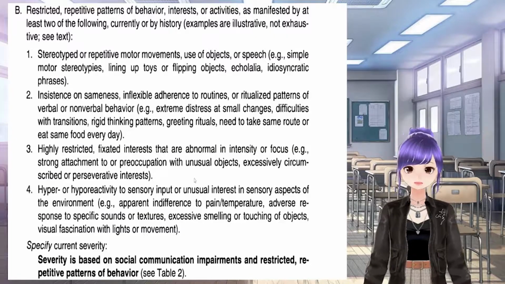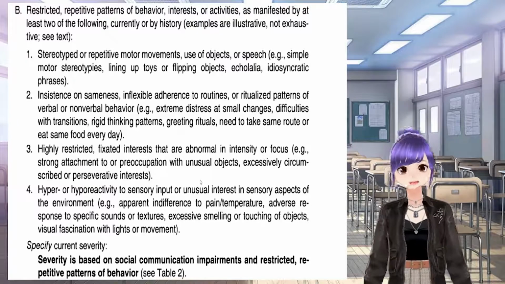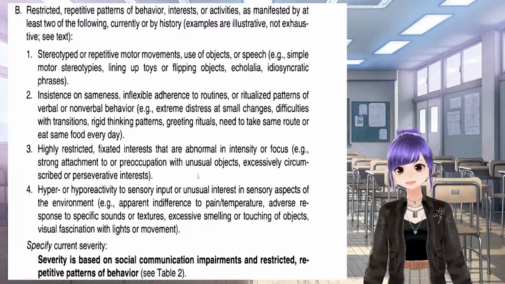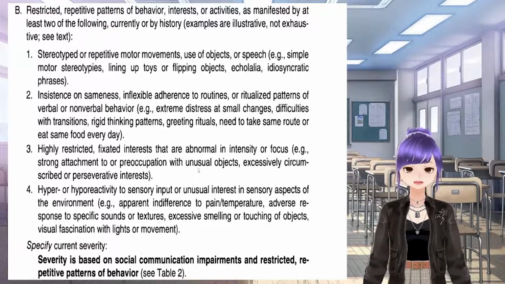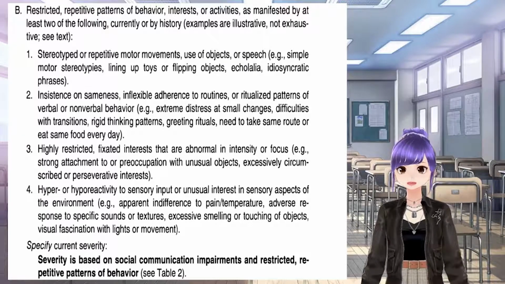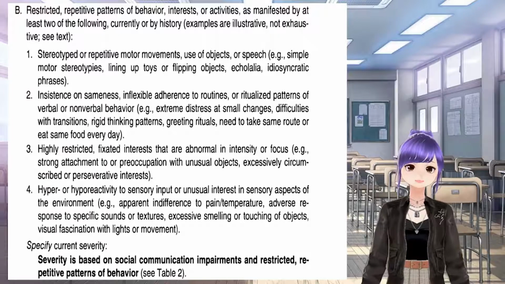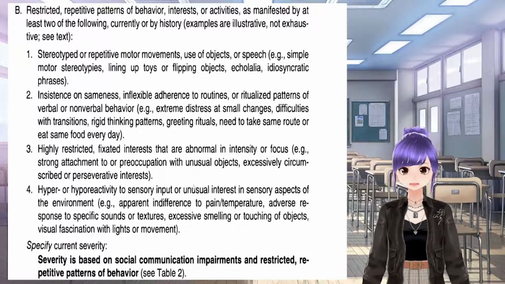So in letter B, there are also restricted, repetitive behaviors, interests, or activities, as manifested by at least two of the following, currently or by history. The examples are illustrative and not exhaustive. Number one, stereotyped or repetitive behavior, movements, use of objects or speech, for example, simple motor stereotypies, lining up toys or flipping objects, echolalia, idiosyncratic phrases.